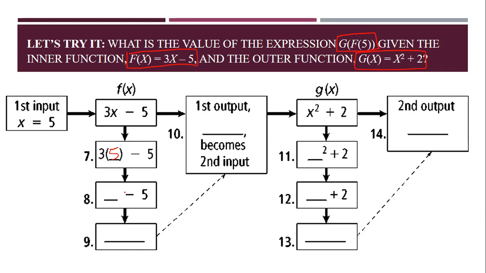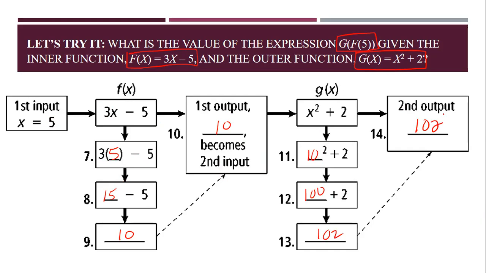3 times 5 is 15. 15 minus 5 is 10. Now this is going to be our next input for our second equation. And we're plugging that into g of x. Do we see that? So we plug that in. What is 10 squared? 100, plus 2. So our final output is 102.